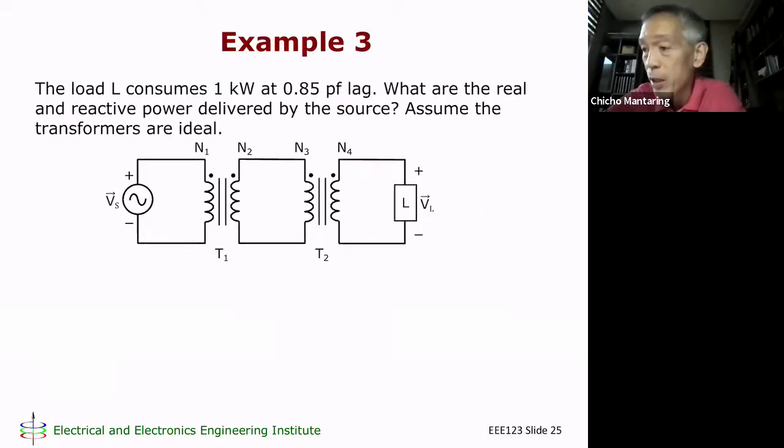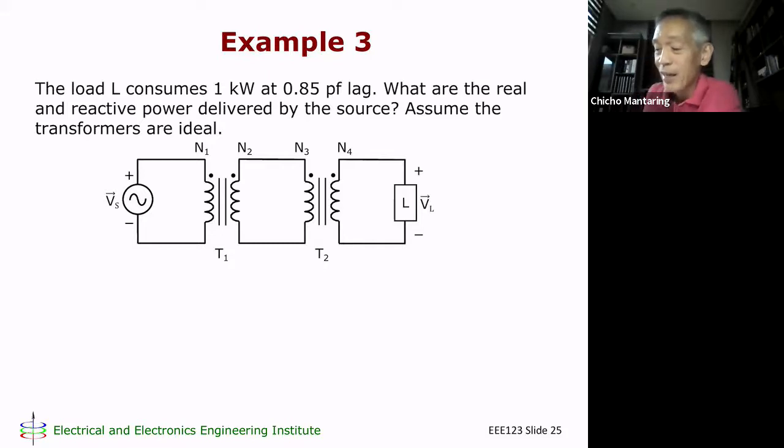Okay, here's another example. Maybe this is the last example that I can discuss. The load consumes 1 kilowatt, so ito yung load, at 0.85 power factor lag. What are the real and reactive power delivered by the source? So we assume that the transformers are ideal. We have two transformers here, T1 and T2. The turns ratio of the first transformer is N1 is to N2, and the turns ratio of the second transformer is N3 is to N4.